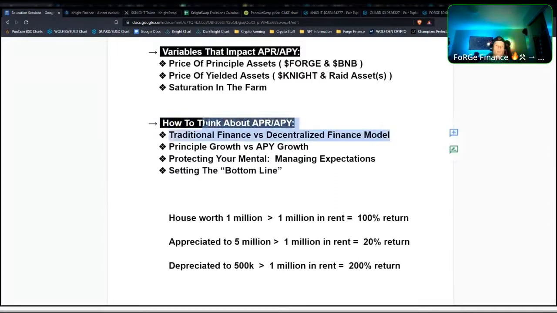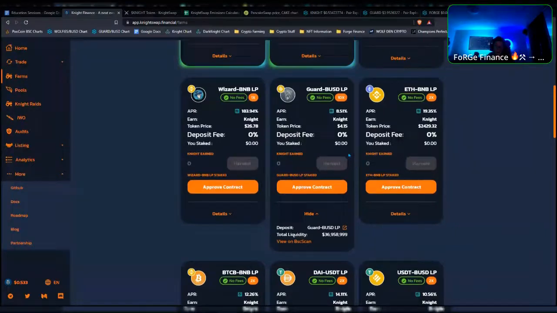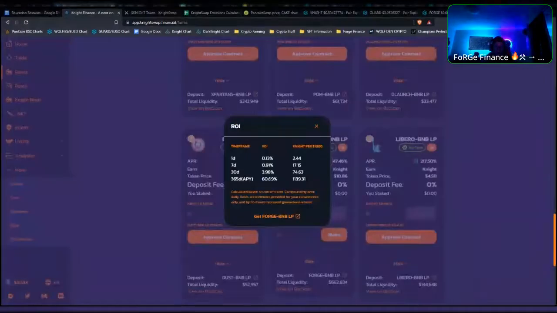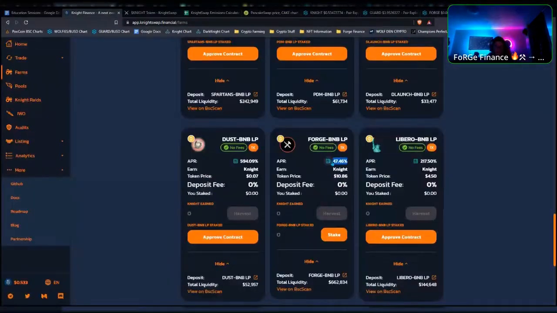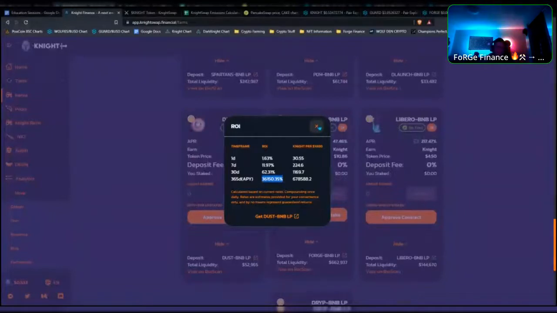I wrote this down just as a note: traditional finance versus decentralized finance model. Anywhere in the traditional financial realm, if you could get even 47% APR, and you went to a boomer, a traditional financial advisor, and said, hey, I can get 40% a year, they're going to look at you like you're crazy, right? But for some reason, we drop into crypto and we start acting like a bunch of greedy people, and we're like, oh my God, I can get 36,000% APY. I'm going to put my rent money in here and blow it up over a couple months.